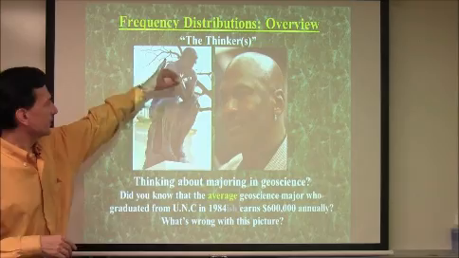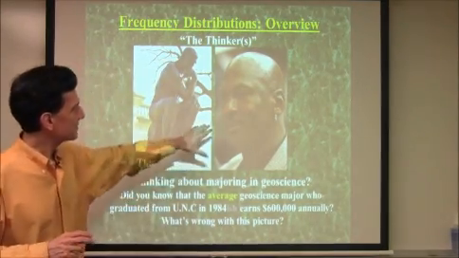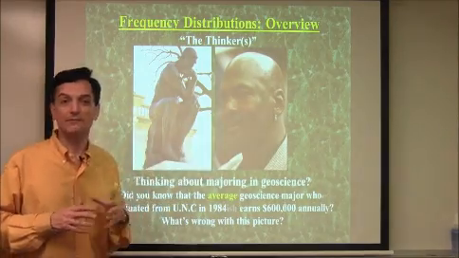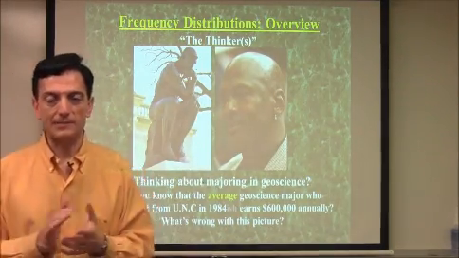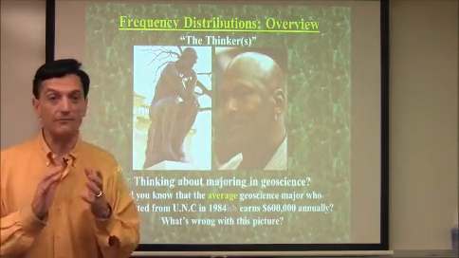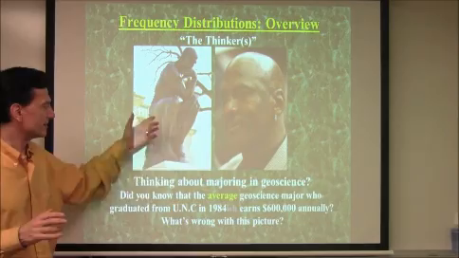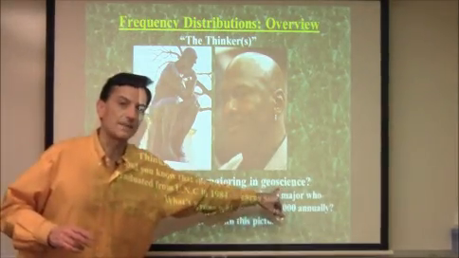Okay, and to put this into context, we'll just see if we can walk through this fun exercise. Here's the thinker, and this is a very famous statue by Rodin. And here we have somebody striking a very contemplative pose. This is Michael Jordan, as you might know. He's a very famous basketball player from the 1980s and 1990s who really made a lot of money playing basketball. But here's our question for the thinkers. Thinking about majoring in geoscience?